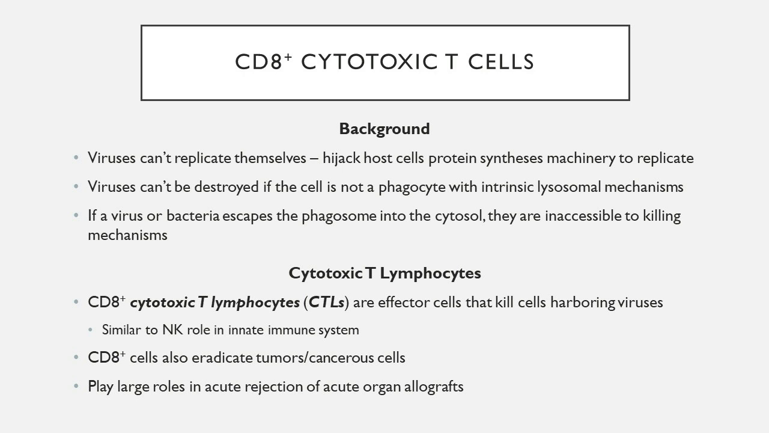We don't want to just associate CD8 plus cells with viruses. First of all, we saw that CD4 cells also have the capability of destroying viruses. But CD8 plus cells are also incredibly important for eradicating tumor or cancerous cells. We understand that all cells can develop cancer, not just phagocytes, so we need these cells to kill cancerous cells. They also have major implications in acute rejection of organ allografts or organ transplants. This latter role has a lot of implications in tissue engineering and regenerative medicine, and we'll be touching on this topic in one of the later chapters towards the end of the semester.